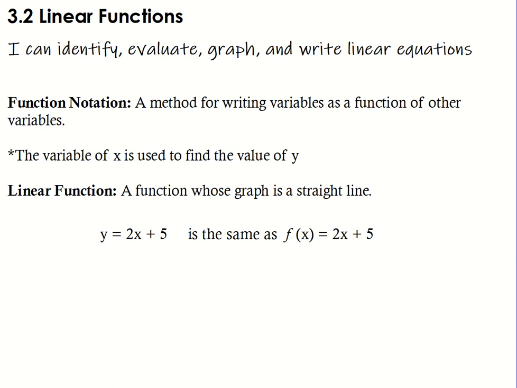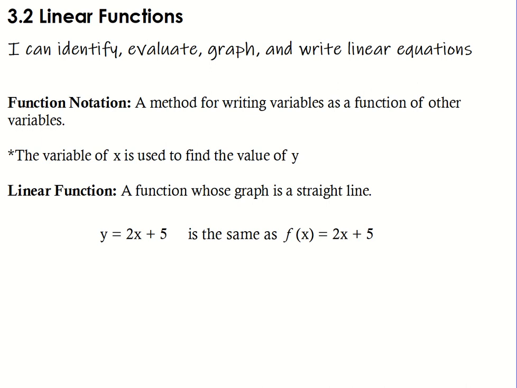So the first vocab or key term is function notation. Function notation is a method for writing variables as a function of other variables. The variable of x is used to find the variable of y. And a linear function is a function whose graph is a straight line.